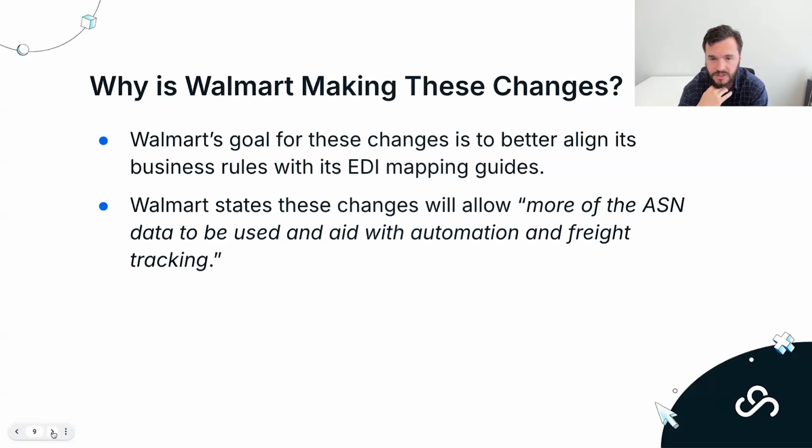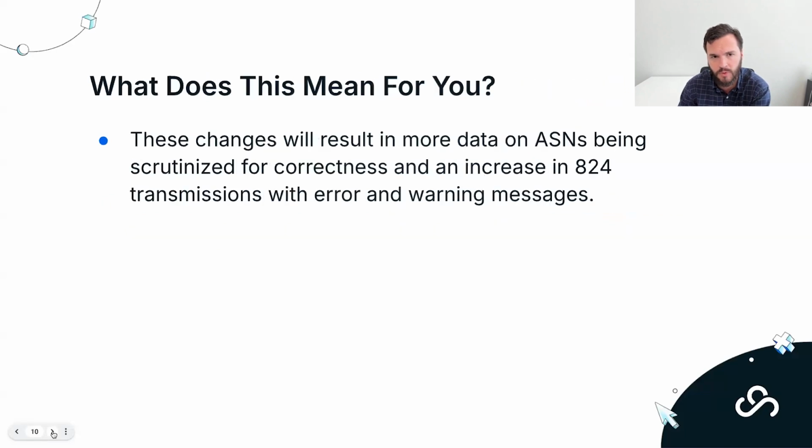Walmart's exact language is that these changes are going to allow more of the ASN data to be used and aid with automation and freight tracking. So yes, we're all talking about supply chain. Everything's always about supply chain. This is the rationale behind these changes for Walmart. The way that I see it, though, is it's about getting more exact information on how you can improve your ASNs.